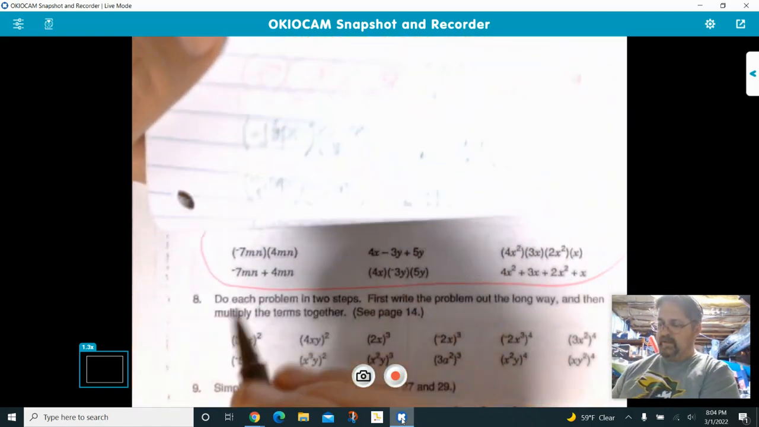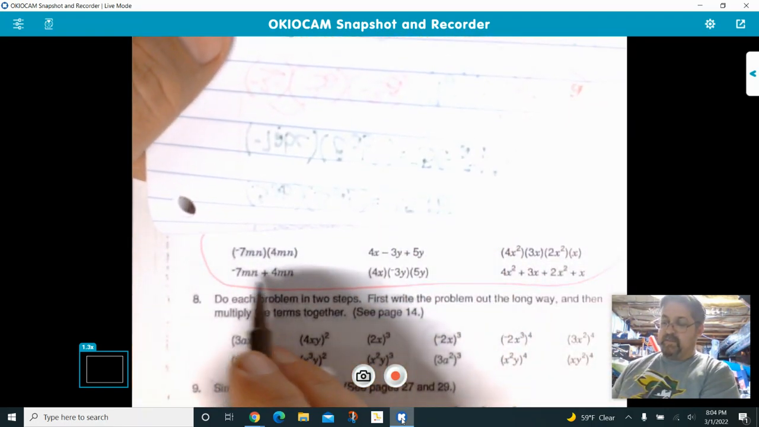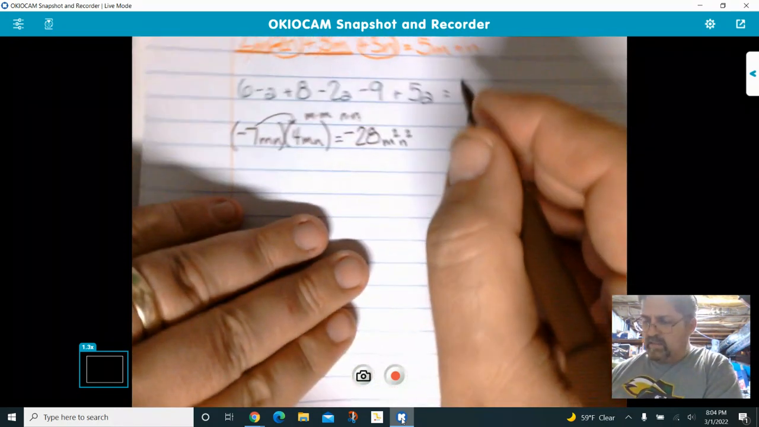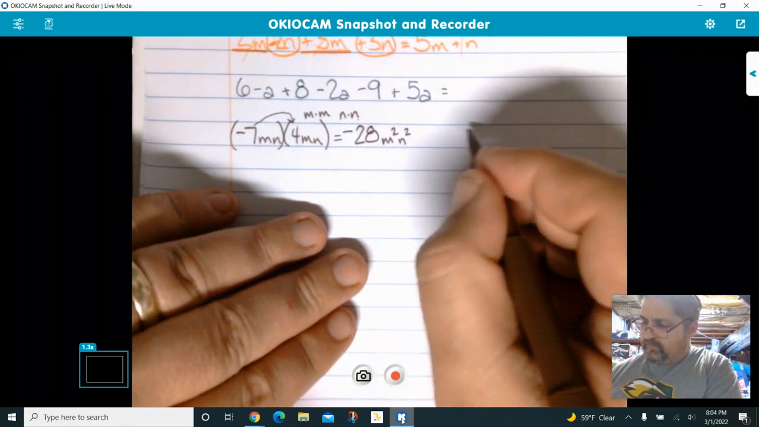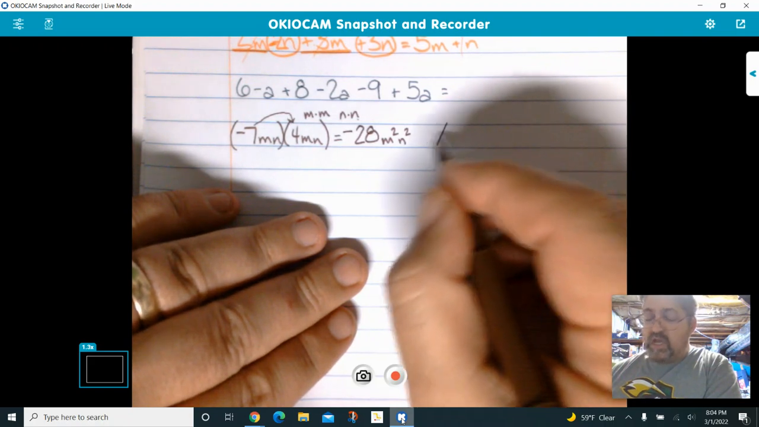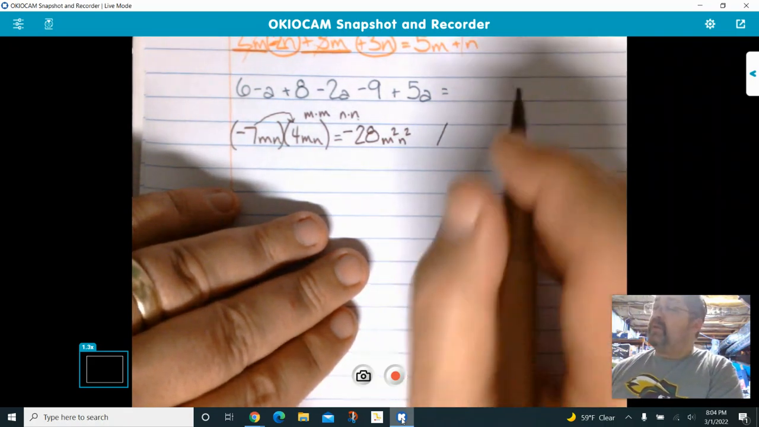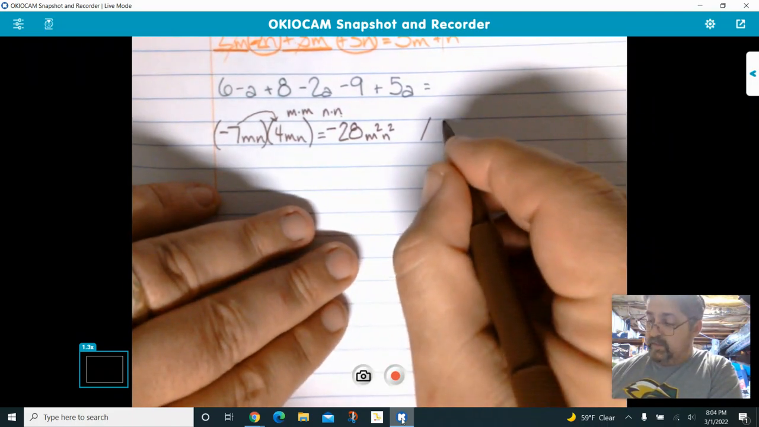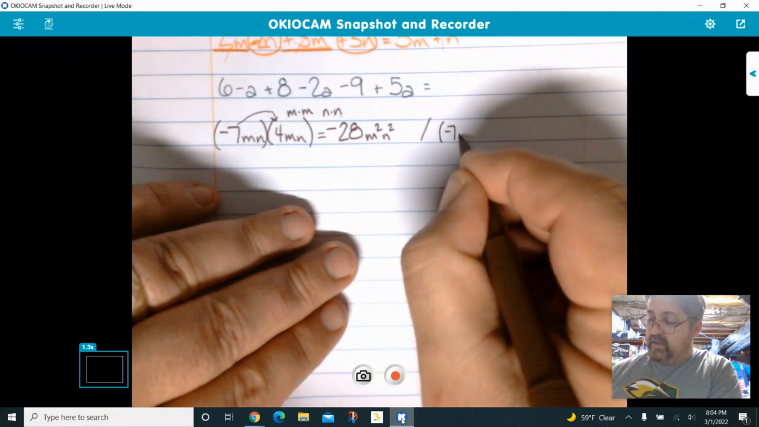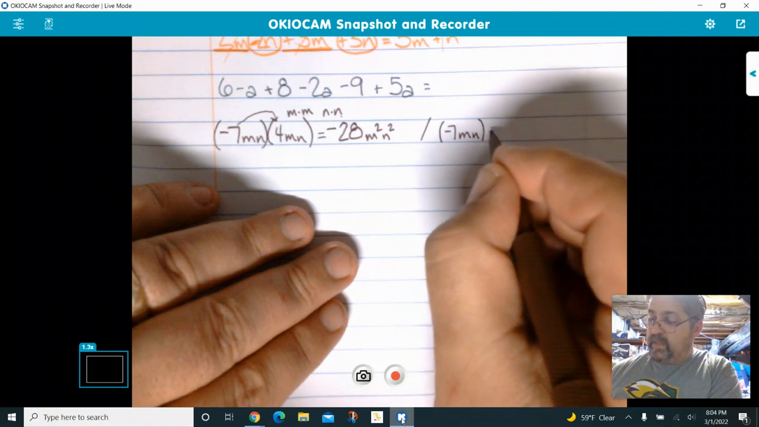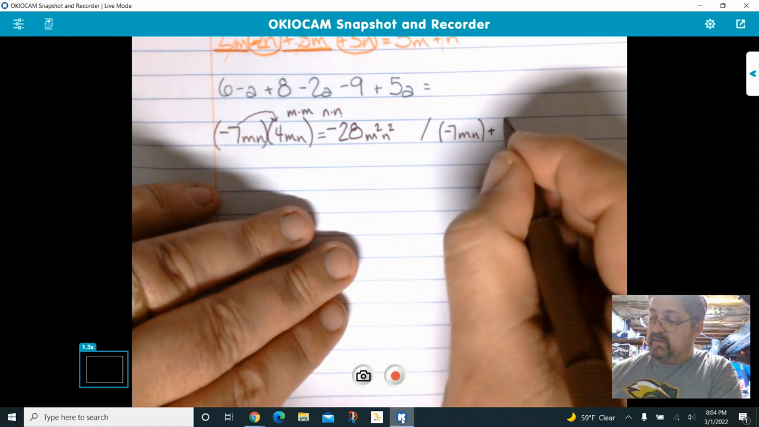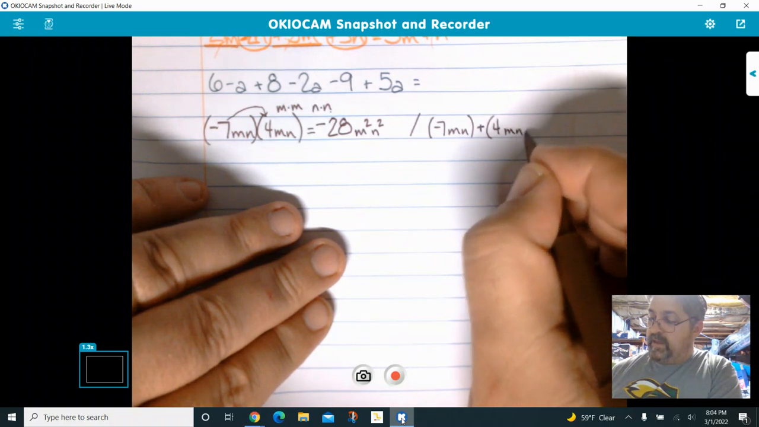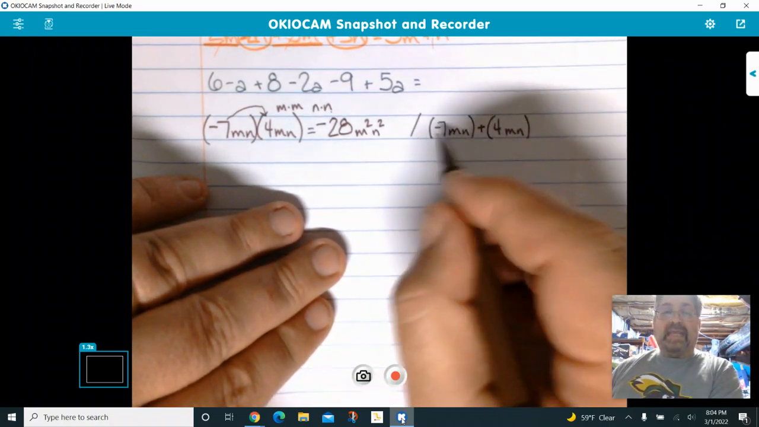But wait. Look right underneath it: -7mn plus 4mn. Hang on. Wait, what? Yeah, that's right. So I'll put a little slash. You can do them side by side if you have the room. If you don't have the room, write it underneath. That's okay. -7mn plus 4mn.